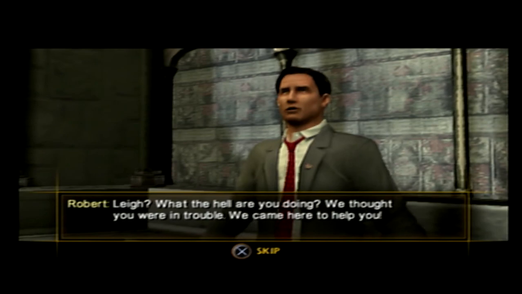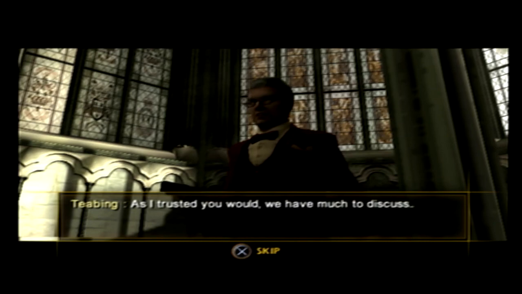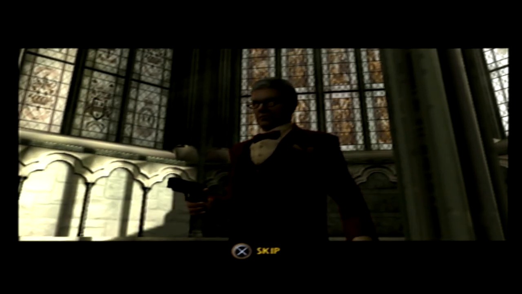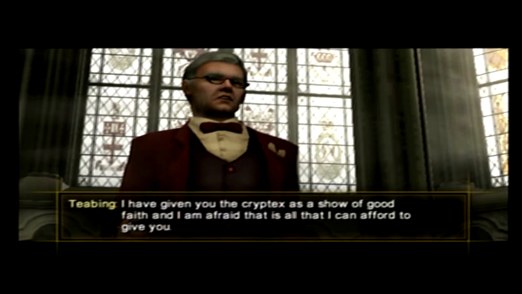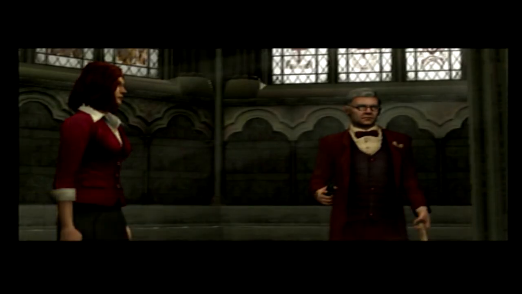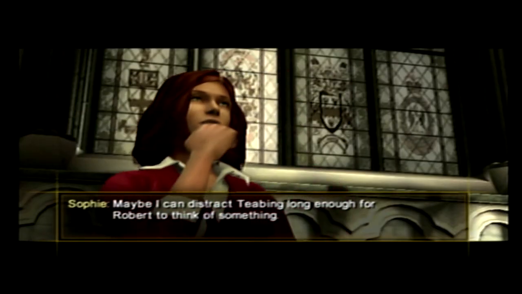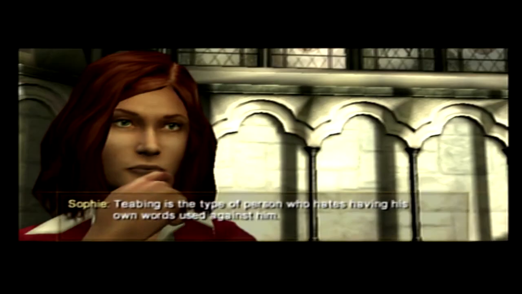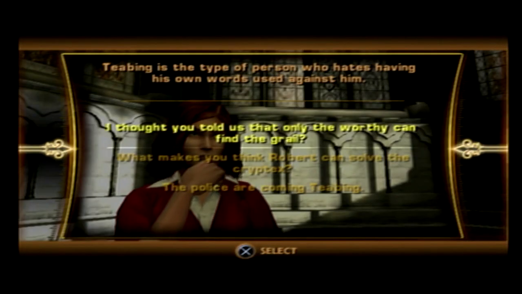Lee, what the hell are you doing? We thought you were in trouble. We came here to help you. As I trusted you. We have much to discuss. Let Sophie leave. You and I can discuss this alone. I have given you the cryptex as a show of good faith. And I'm afraid that is all that I can afford to give you. You couldn't solve it. I am afraid not, Robert. I need your help. Maybe I can distract Teabing long enough for Robert to think of something. Teabing is the type of person who hates having his own words used against him. Teabing is the type of person who hates having so many words.